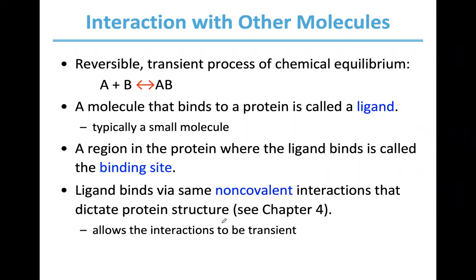So biology is very conservative in general. Life is a very conservative system. Right, so why develop so many things for the same process, right? If you can utilize it once, maybe you can utilize it somewhere else. So the same thing, if you have this set of non-covalent interactions, why develop new ones, right? You can use the same non-covalent interactions in making the protein interactions and utilizing them for ligand binding to binding sites.